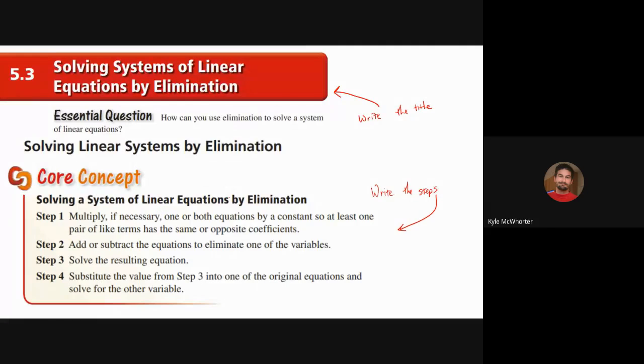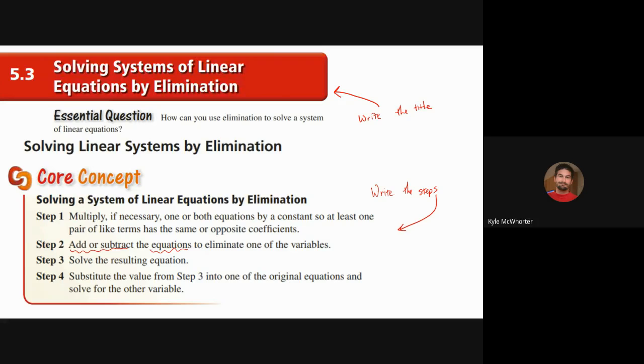Okay, so today we're going to learn another way to solve linear systems. Previously, we solved using substitution, where we would get one variable by itself and then plug the expression that variable is equal to into the other equation and then solve. But today we're going to learn a new way. The concept is we're going to add or subtract the equations together to eliminate one of the variables.